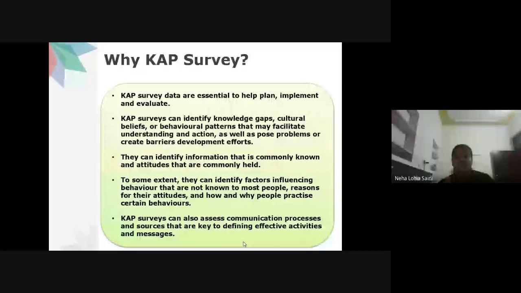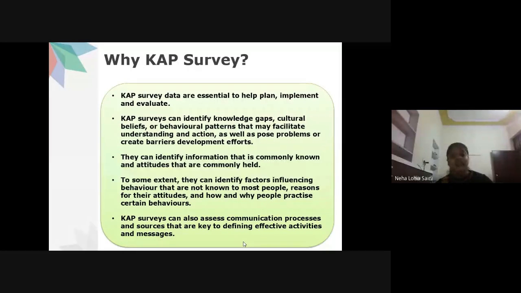Then these can help identify information that is commonly known and attitudes that are commonly held. As the name suggests, knowledge, attitude, and practices. So what is known, what is believed, and what is the practice, all things you will come to know through a KAP survey. To some extent, they can identify factors influencing behavior that are not known to most people. Because every individual has their own behavior, every individual has their own viewpoint. So you will come to know about different behavior patterns, reasons for the attitudes, and how and why people practice certain behaviors. So through your survey you will come to know all these points.